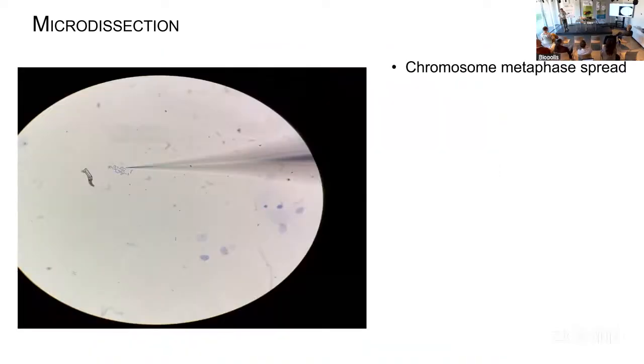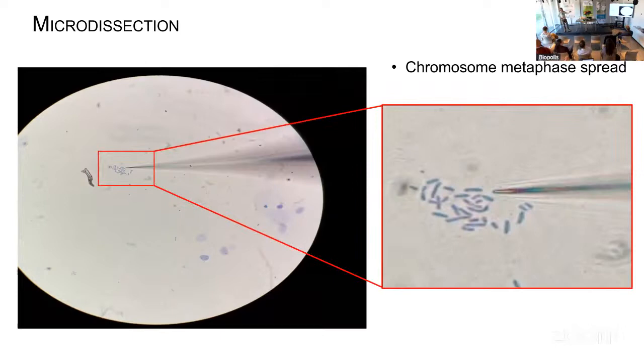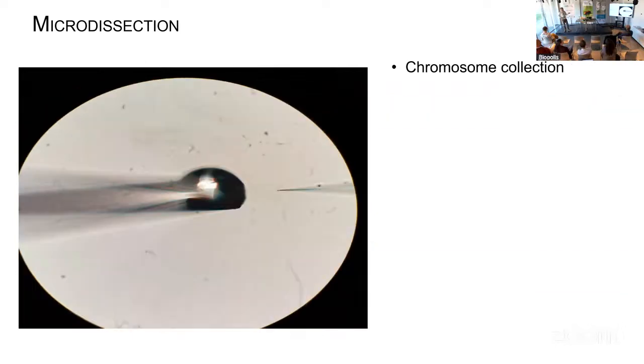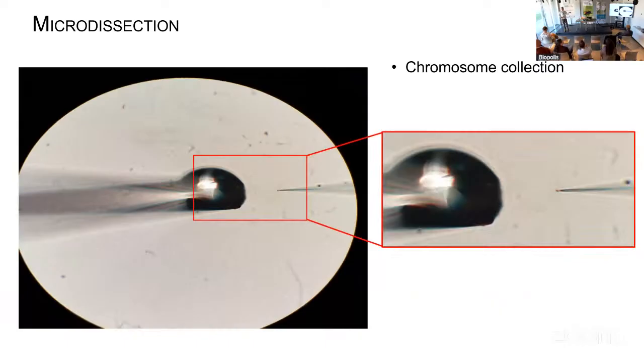So you have your metaphase there, and you have your microneedle. You scratch the chromosome, and then you put the chromosome inside the pipette. And once the chromosome is inside the pipette, you can sequence everything, and then you have the reads of your chromosome. Okay, so this should be a video that shows you how it happens.